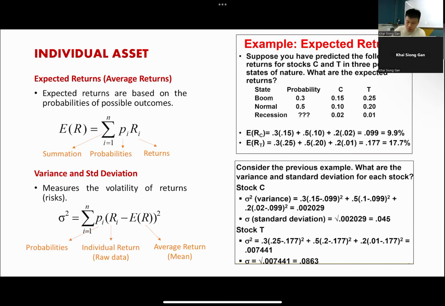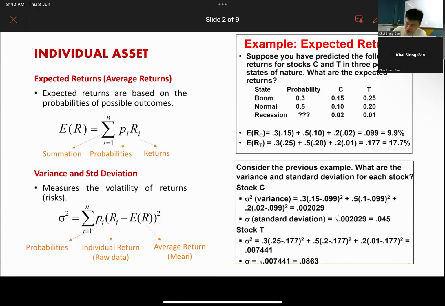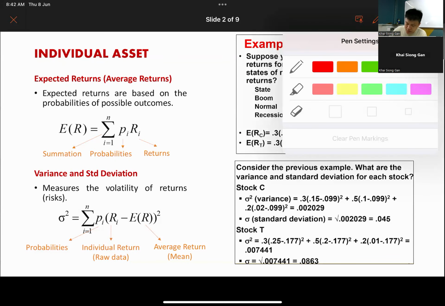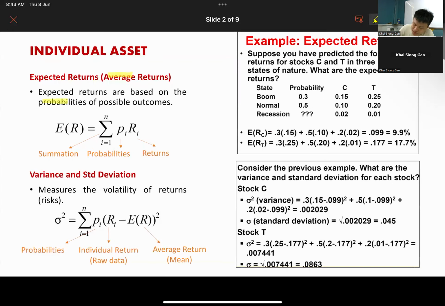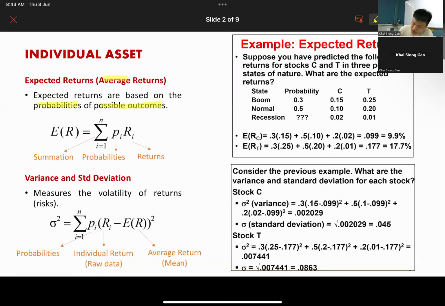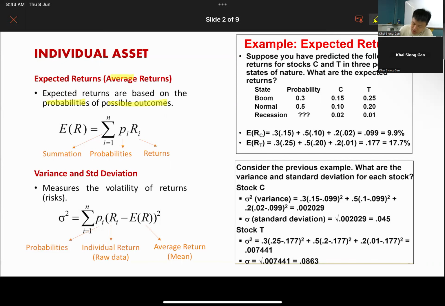So first of all, we look into some formulas that we use for individual asset. So when we look into a single stock or individual asset, if I were to calculate the expected returns, this is the formula that I'll be using. When I talk about expected returns, I'm talking about the means, or we call it the average returns. Expected returns are based on the probabilities of the possible outcomes. So in the formula of the expected returns, I will look into the probabilities of the return to happen and also the return itself. So I use the probability times the returns and I take into account all the summation, and that's how I get the expected return for the individual asset itself.